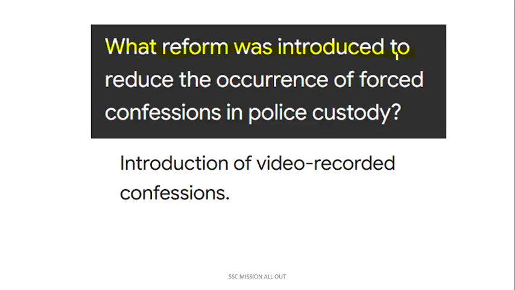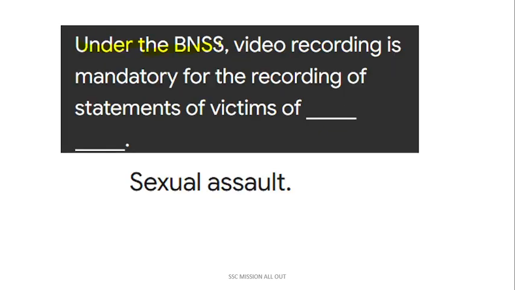What reform was introduced to reduce the occurrence of forced confessions in police custody? Introduction of video recorded confessions. Under the BNSS, video recording is mandatory for the recording of statements of victims of sexual assault.